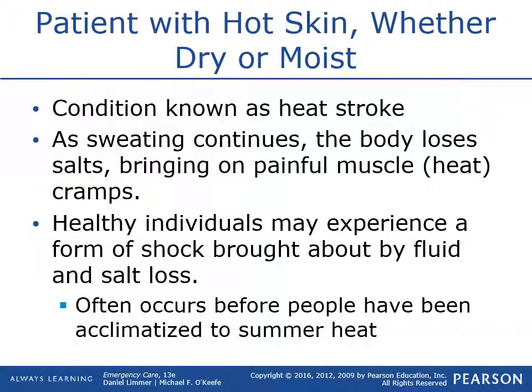So the patient with hot skin, whether it's dry or moist, that patient who's super hot, has a fever in July, that's generally heat stroke. As the sweating continues, progressing from heat exhaustion, still losing salts, still having those cramps, still can be developing shock, and still generally related to all those conditions that cause heat exhaustion, just worsening the symptoms.